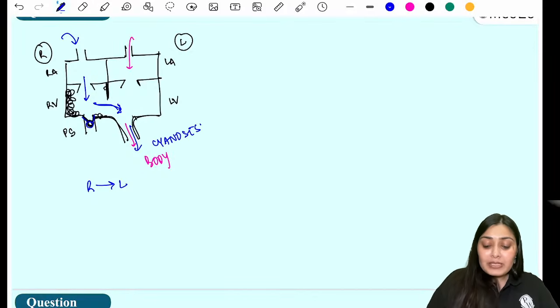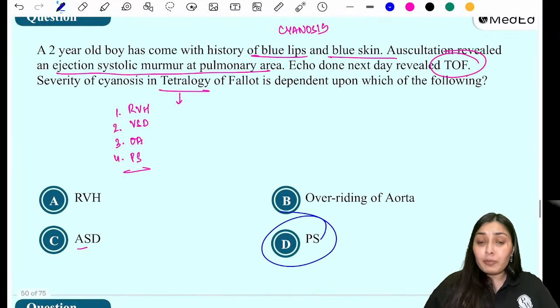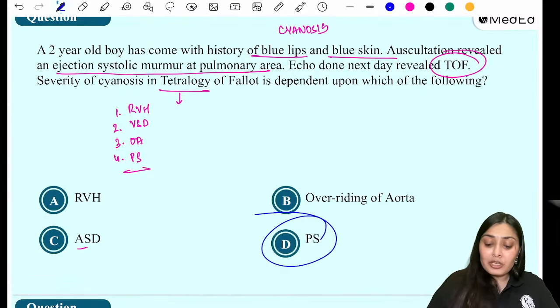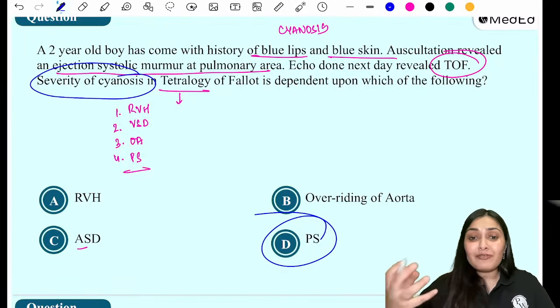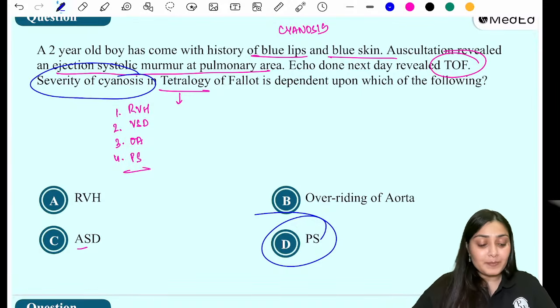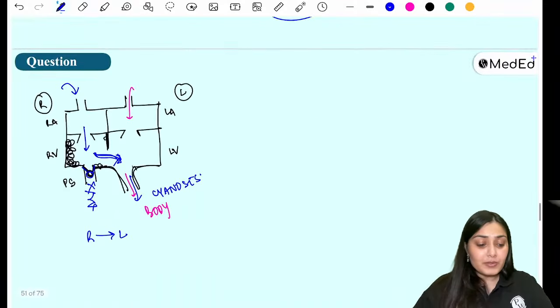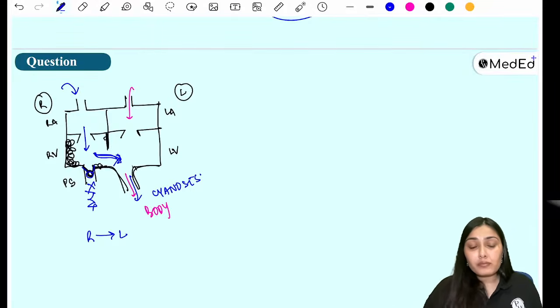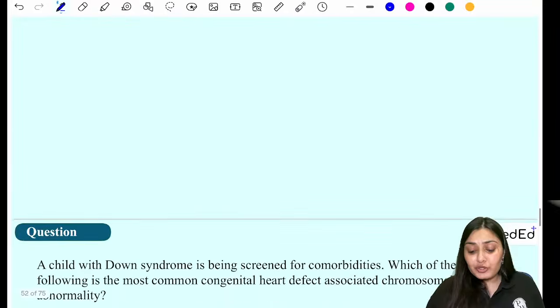So that means if the obstruction is more, more of the blood will be shunted. So the severity of pulmonary stenosis will tell me the severity of the cyanosis. The more severe the stenosis, the more the cyanosis. So the straight away answer here is going to be pulmonary stenosis, right? Pulmonary stenosis. Right? Now let's move to the next question.